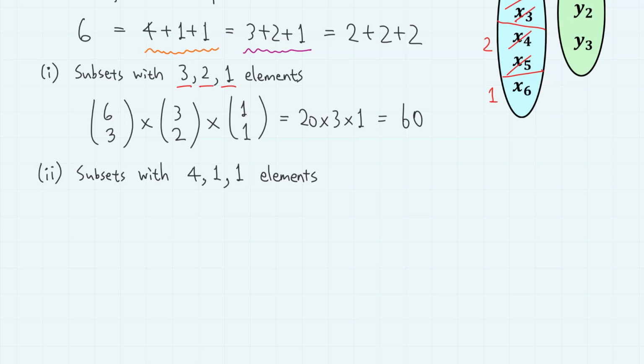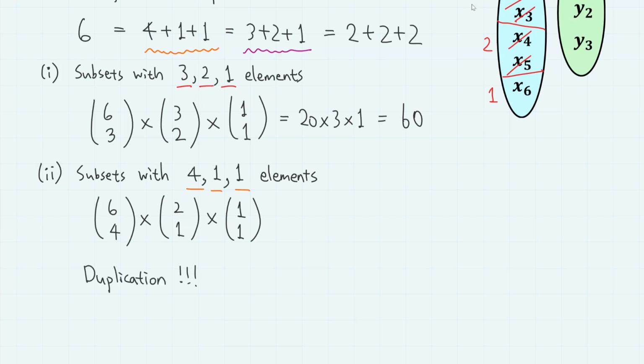Next, partitioning into 3 subsets having 4, 1, and 1 elements respectively. Let's do it in the same way as in the previous case. So first we have 6 elements and we choose 4. Then we have 2 remaining elements and we choose 1. Then we have 1 remaining element and we choose 1. And we are not done here, because now we have to think about duplication.